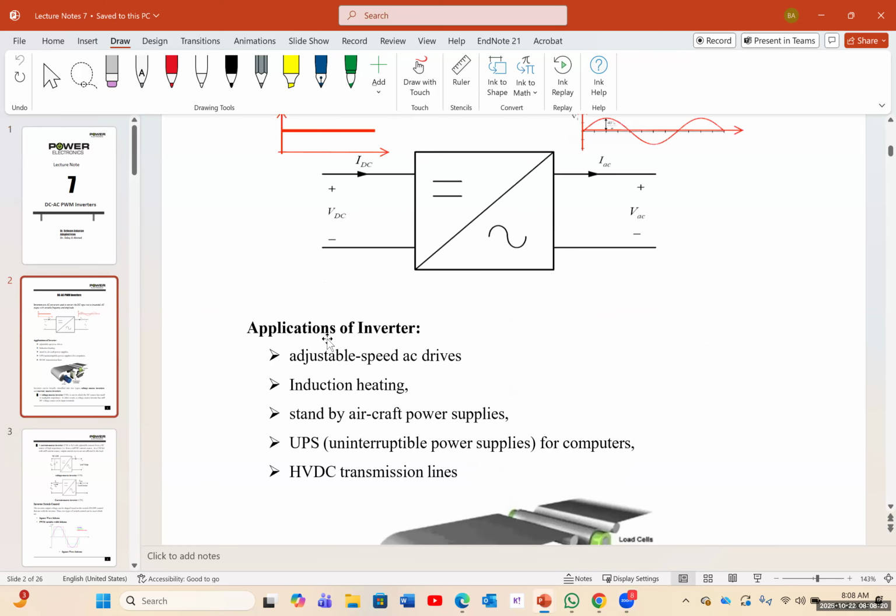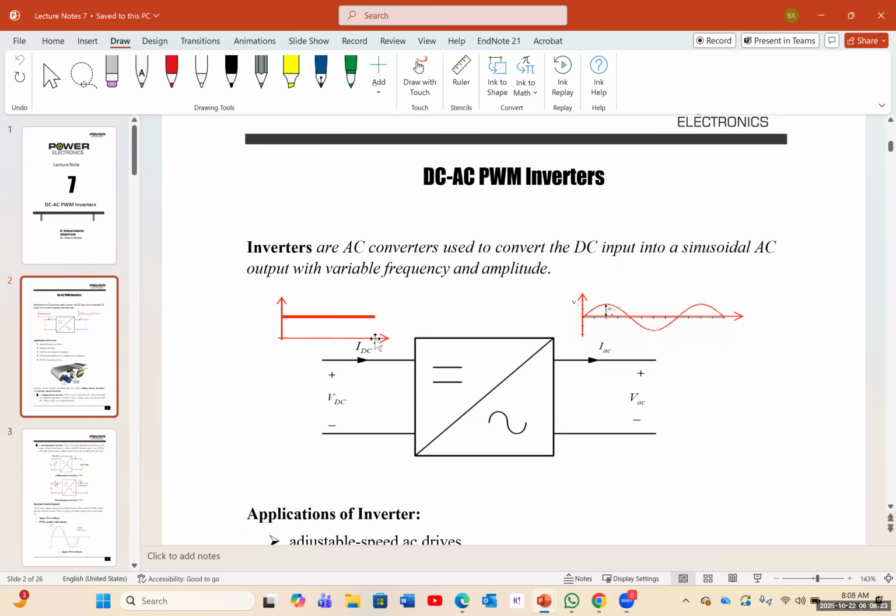Now, what is a DC to AC inverter? Most of the time we just call it an inverter. We don't call it a DC to AC. We call the DC to DC converters, and DC to AC or AC to AC converters. We call the AC to DC rectifiers, and we call the DC to AC inverters. So when you hear the term inverter, it's most definitely the DC to AC inverters.